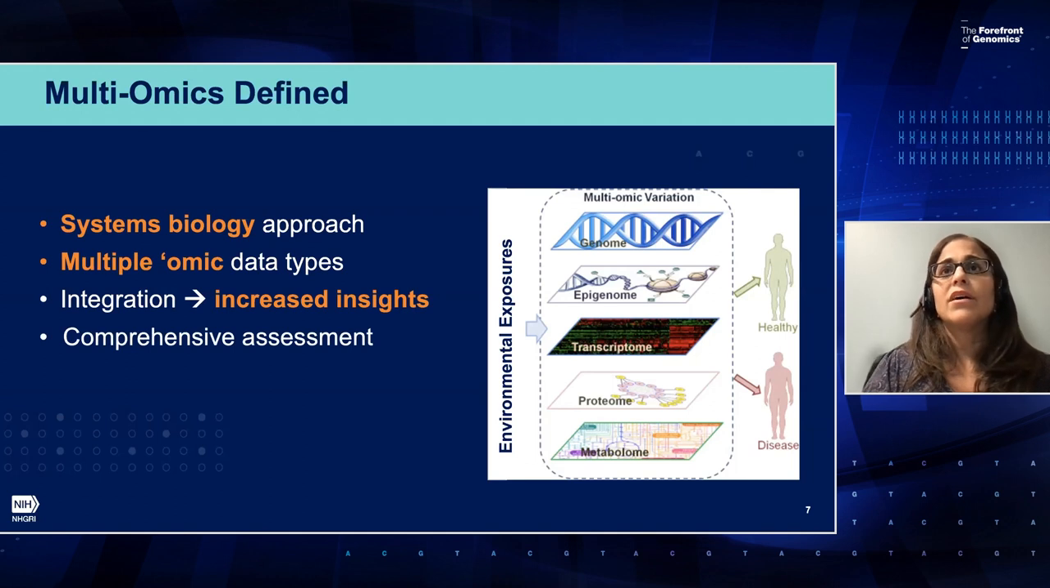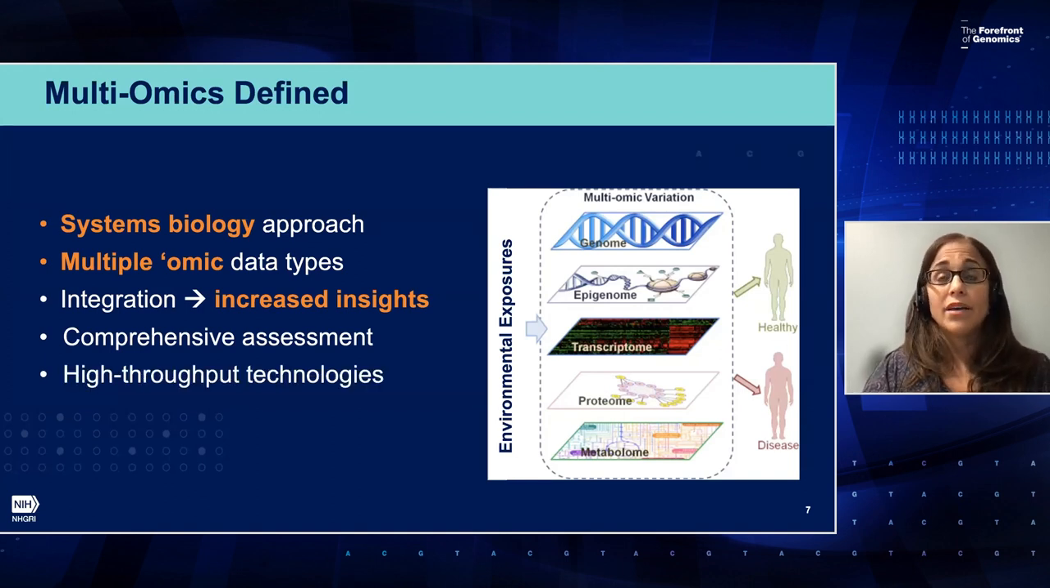Now, the systems biology approach also implies a comprehensive assessment of the biological system, whether that's an individual, a tissue, or a cell, including the environmental exposures to which it is subject. Now, this, of course, requires the use of high throughput technologies, and that generates a huge amount of data, or so-called big data.